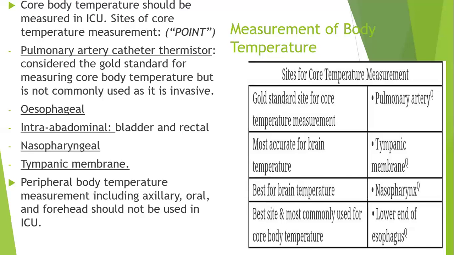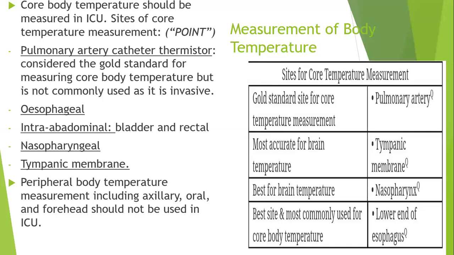And I like mnemonics, so if you like mnemonics like me, you may want to write down points. Sites of core temperature measurement, point. Now we use the pulmonary artery catheter thermistor. Know that this is considered the gold standard, but rarely used in ICU because it's invasive. Esophageal, intra-abdominal, like your bladder and rectal, are sites of monitoring core temperature, and these are commonly used because they are convenient to use.